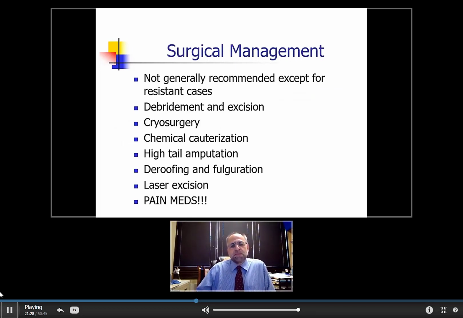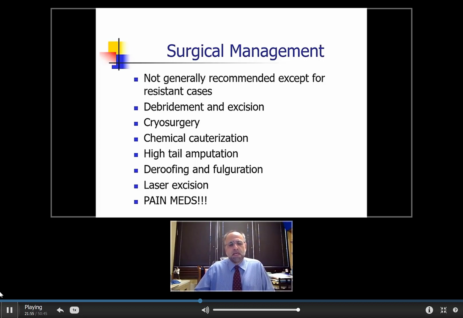Surgical management is generally not recommended anymore, and again, pretty much only indicated for resistant cases that are resistant to treatment, where they have underlying infections, and we may need to excise or clean up any abscesses that may be present. But really, these cases are kind of few and far between. And in your notes, I included some information about some of the other treatments which we no longer do.